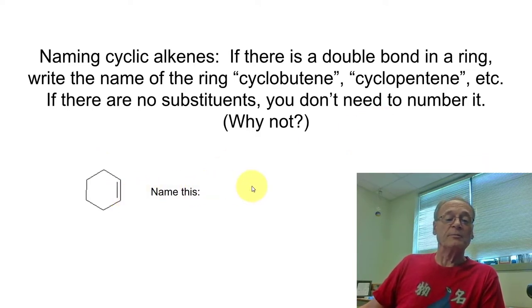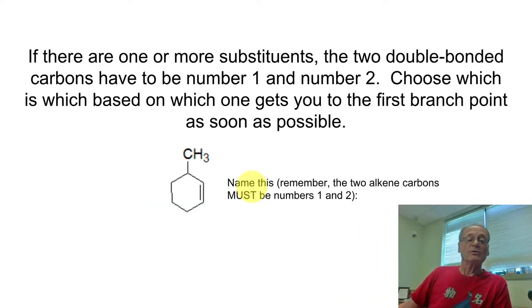So what would the name of this compound be? Well, that's real easy. I just said it's cyclohexene. But what if there are groups attached to it? Well, then all the carbons are not the same as each other, and you have to start using numbers. So the rule says if there are one or more substituents, the two double bonded carbons have to be carbons number 1 and 2. So you know those two are 1 and 2, but you have to decide which one is 1 and which one is 2.